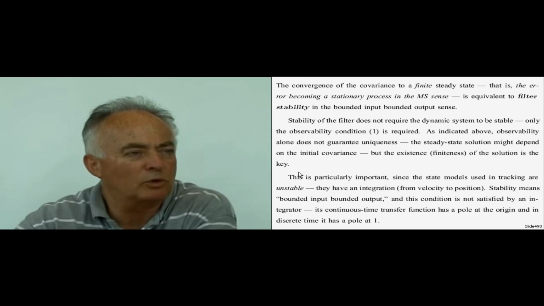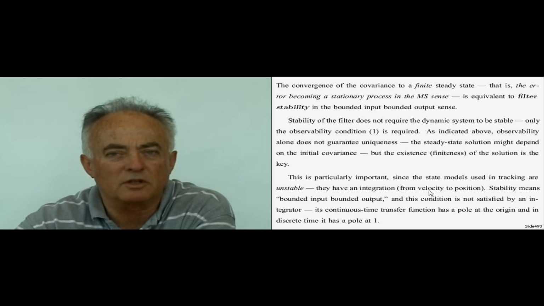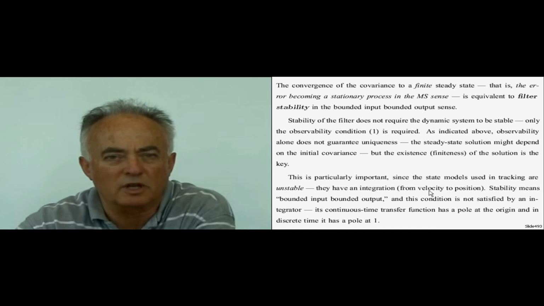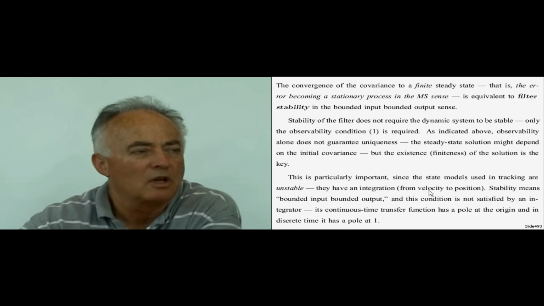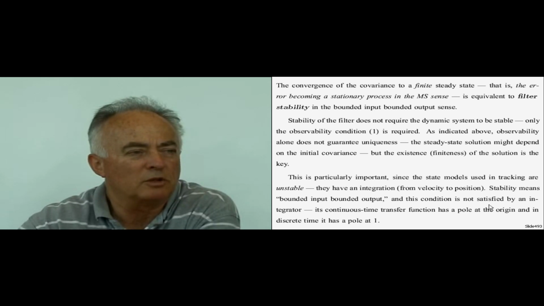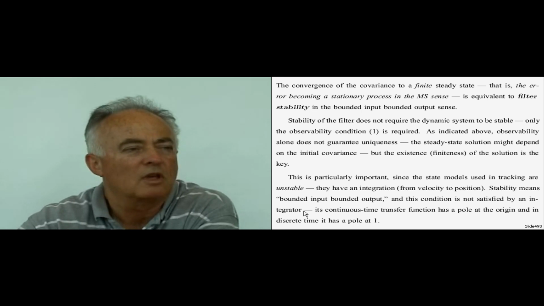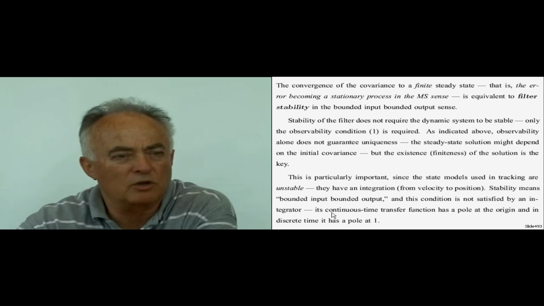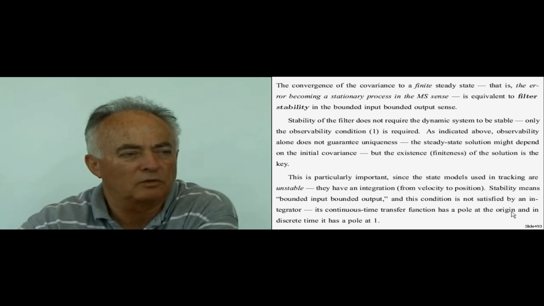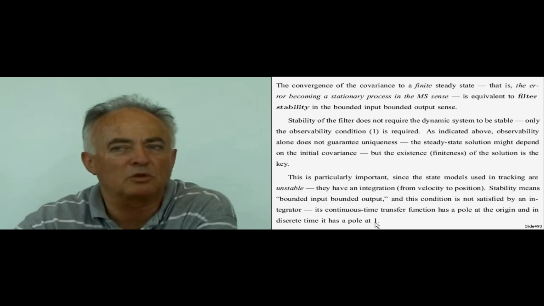Now, why is this important? All the state models used in tracking are unstable. They have an integration. What happens to velocity in continuous time? It's integrated into the position. That's a zero eigenvalue in continuous time, a unity eigenvalue in discrete time. That is not stable. Stability would mean bounded input, bounded output, and such a condition is not satisfied by an integrator. So the original dynamic system is not stable. It has a transfer function with the pole at the origin in continuous time or at 1 in discrete time, but the filter is guaranteed to be stable.